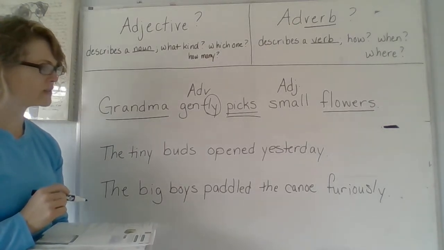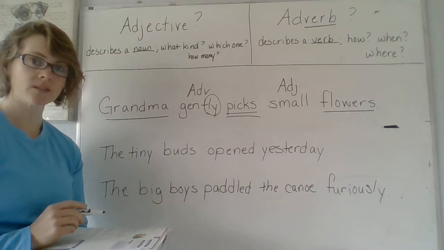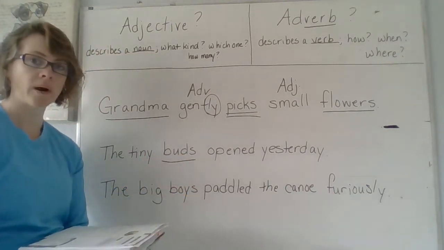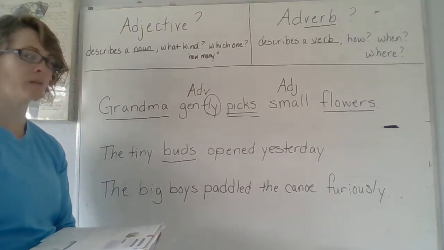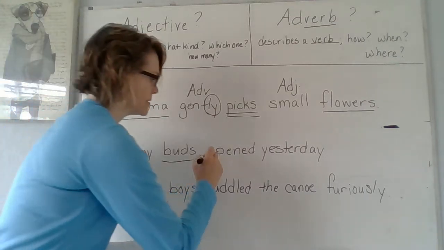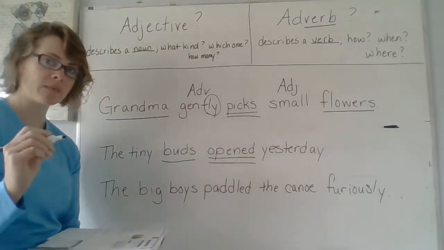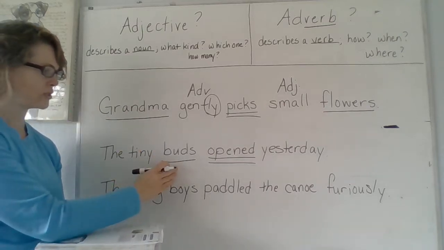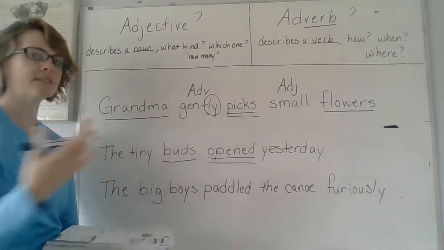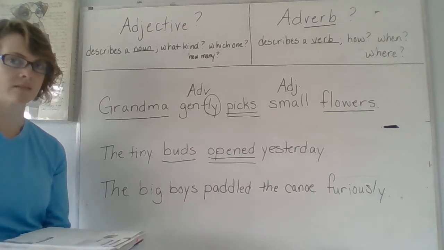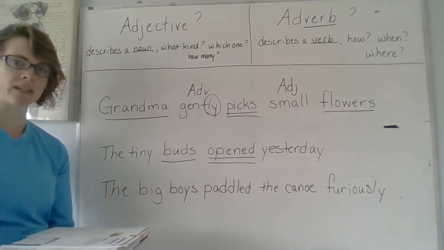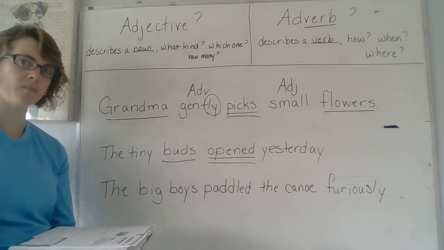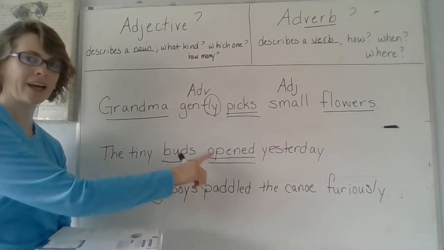The tiny buds opened yesterday. What opened yesterday? Buds. What is being said about buds? Buds opened. Hopefully you're doing the same thing on your whiteboard that I'm doing on mine. Now that we've found our subject, which is a noun, and our verb, let's see if there's any other nouns in this sentence. Are there any other persons, places, or things in this sentence? No. That's it. We have one noun and one verb.